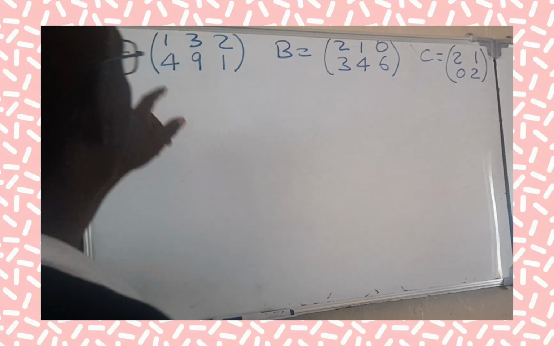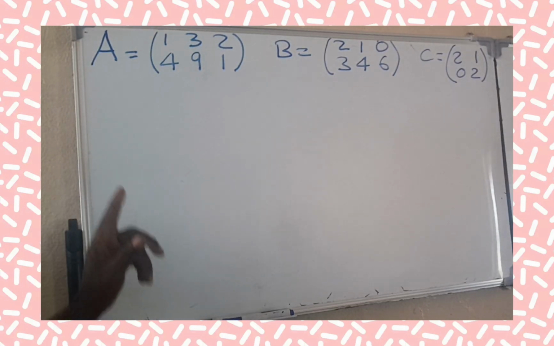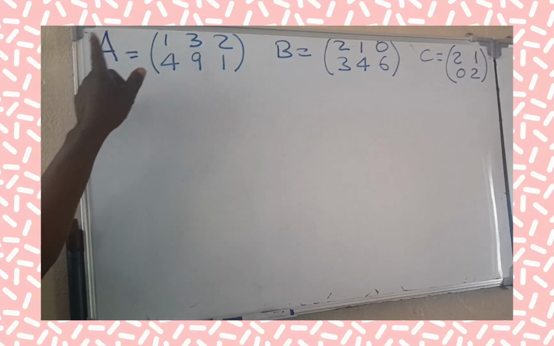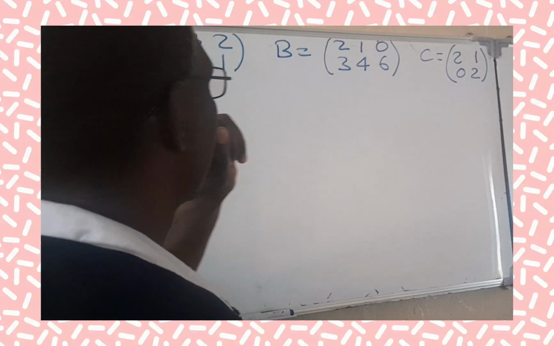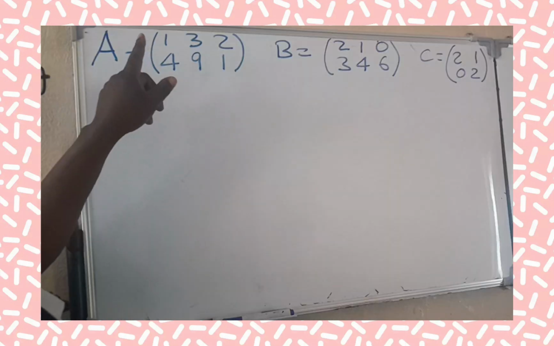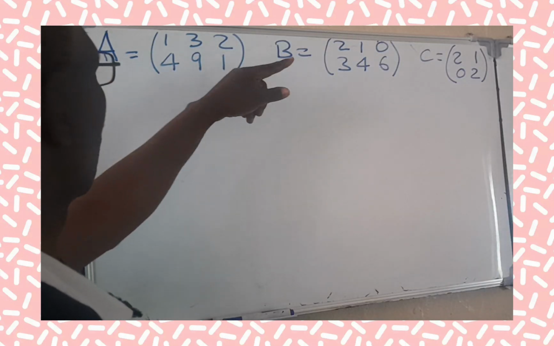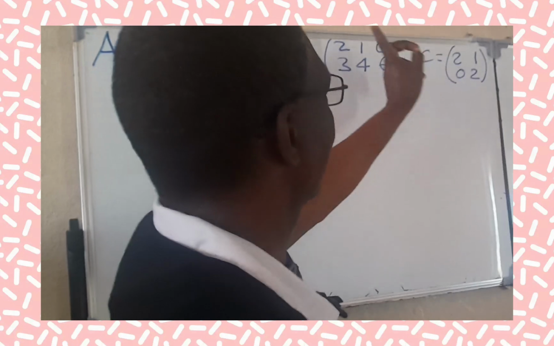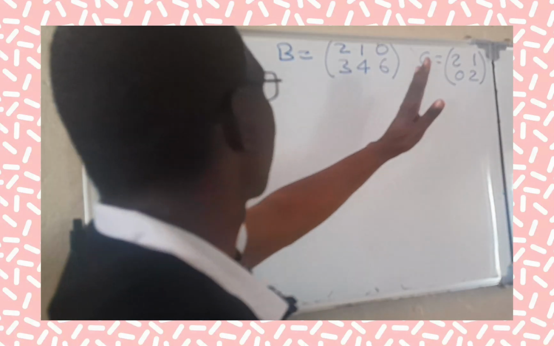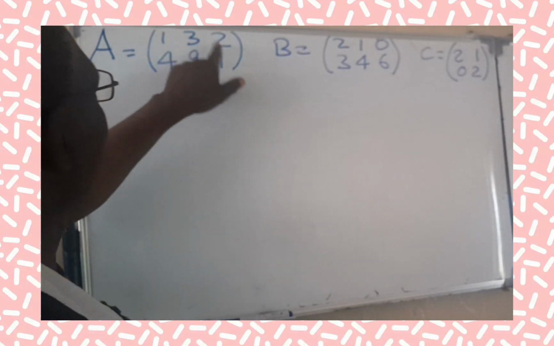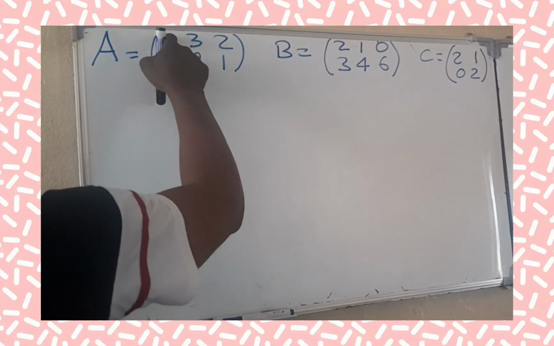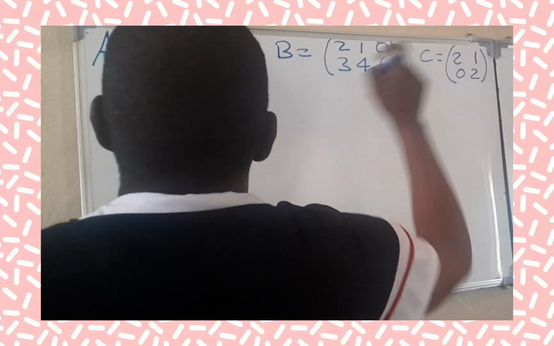What is a matrix? A matrix is a rectangular array of numbers. For example, here I've got the matrices A, B, and C. These are rectangular arrays of numbers. Here we've got 2 rows with 3 columns. Again, here we have 2 rows and 3 columns. In matrix C, we have 2 rows and 2 columns. Now, the numbers in each matrix are called elements. So this is an element, that's an element, that's an element.